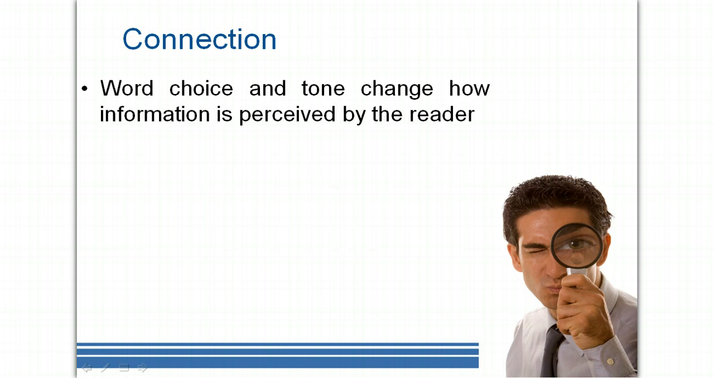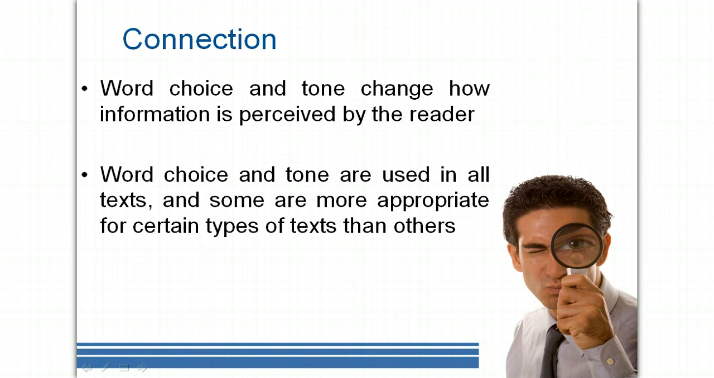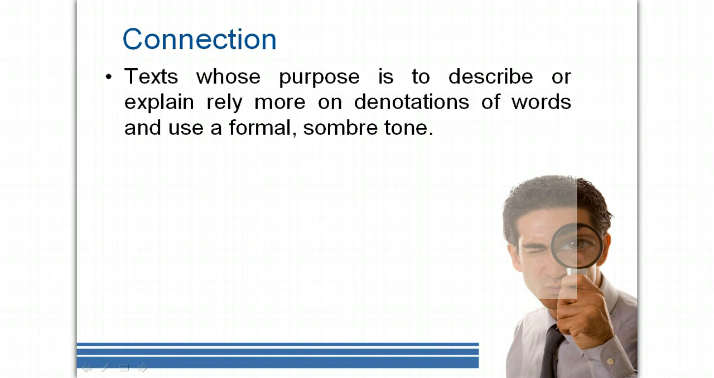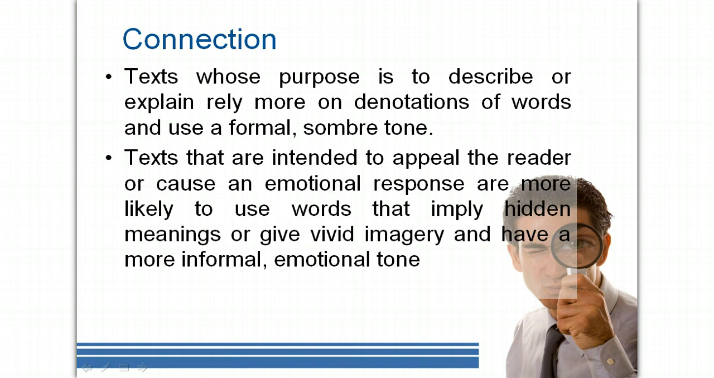Word choice and tone change how information is perceived by the reader, and they are used in all text, with some word choices more appropriate for certain texts than others. Texts that describe or explain need a formal tone to convey information quickly and efficiently. Those that are intended to cause an emotional response use connotations, figures of speech, and more informal tones to engage the reader.